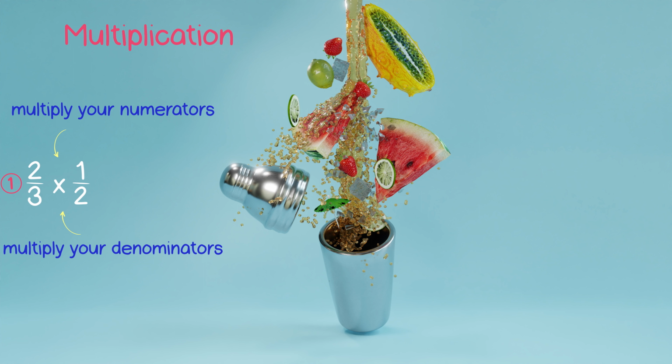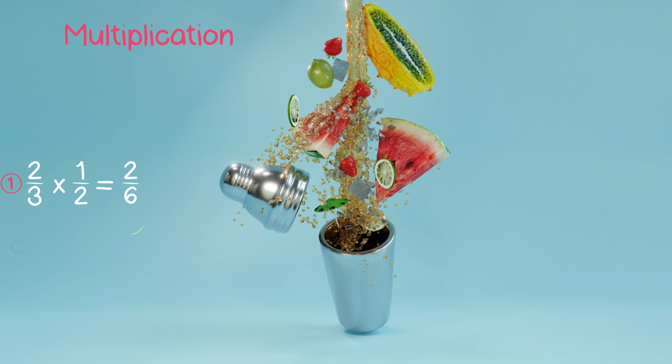So to our scenario, 2/3 multiplied by 1/2. 2 times 1 is 2 and 3 times 2 is 6. So we have 2/6. And then we check if it can simplify, and it can. And this simplifies to 1/3 because the largest number you can divide 2 and 6 by is 2. So 2 is the highest common factor of 2 and 6, leaving us with 1/3.